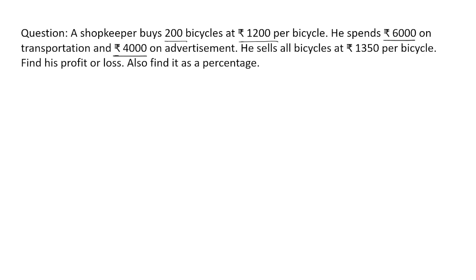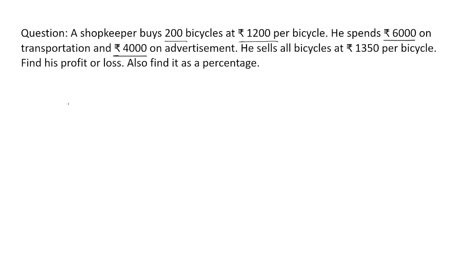These overheads are also added to the cost price, because ultimately he has to spend all those amounts. So all overheads plus the actual cost price will be added together. Now he sells all the bicycles at rupees 1350 per bicycle. Then find his profit or loss, and also find it as a percentage. So now you have to get the cost price plus the overheads.